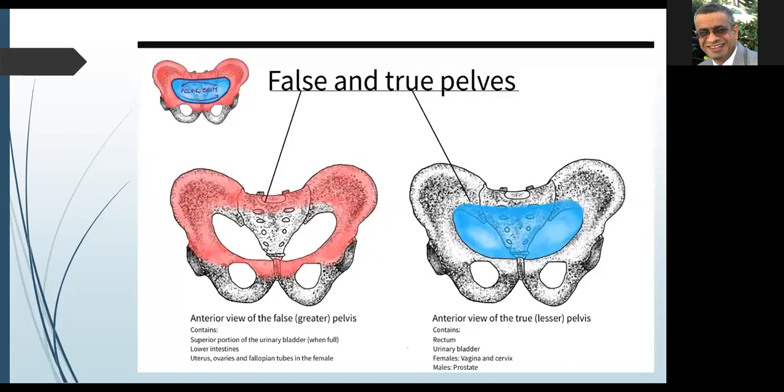This picture shows the false and the true pelvis. This is the false pelvis and its contents: the superior portion of the urinary bladder when full, lower intestine, and in females the uterus, ovaries, and fallopian tubes. Regarding the true pelvis, its contents are the rectum, urinary bladder, and in the female, the vagina and cervix; in the male, the prostate.